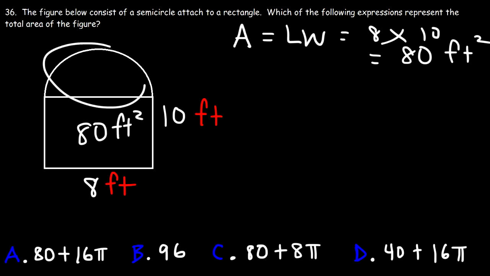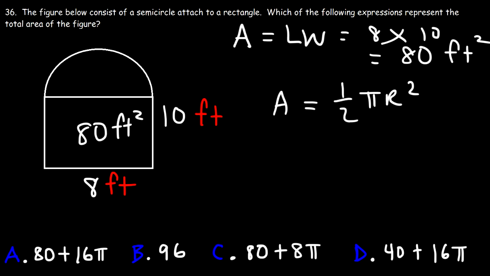But now, what about the area of a semicircle? The area of a full circle is pi r squared. So for a semicircle, which is half of a circle, it's going to be 1/2 pi r squared. Now, we need to know what the radius of the circle is. Now, notice that this portion of the semicircle is the diameter of the circle, which is equal to twice the radius. So the radius is half of the diameter. So this portion is the radius of the circle, which is half of 8. Therefore, we can say the radius of the circle is 4 feet.